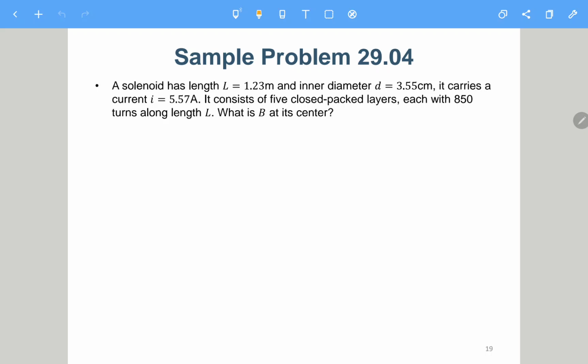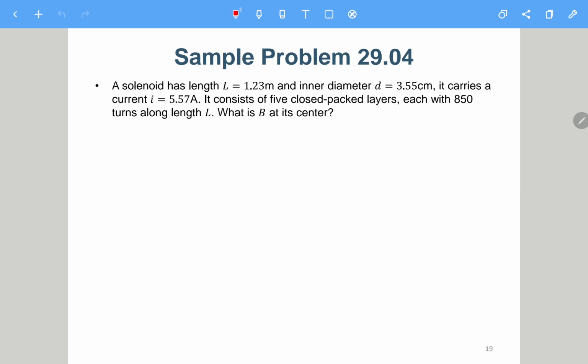Okay, so here we have a sample problem. It says a solenoid has length L and inner diameter D. It carries a current I. It consists of 5 close-packed layers, each with 850 turns along the length. What is B at its center?